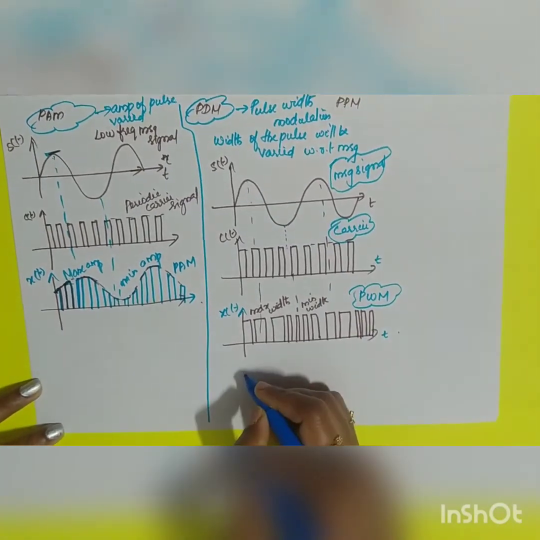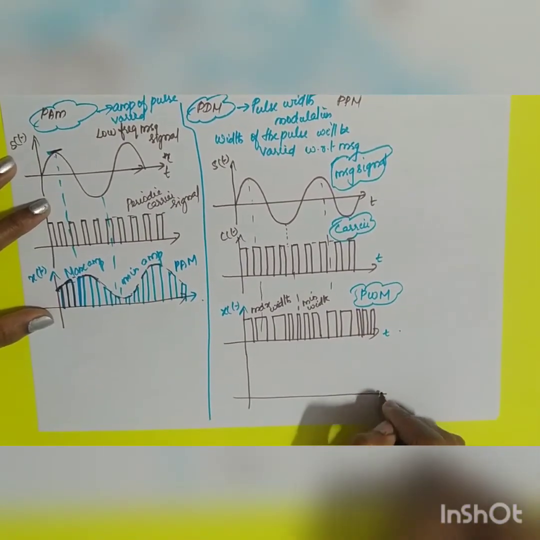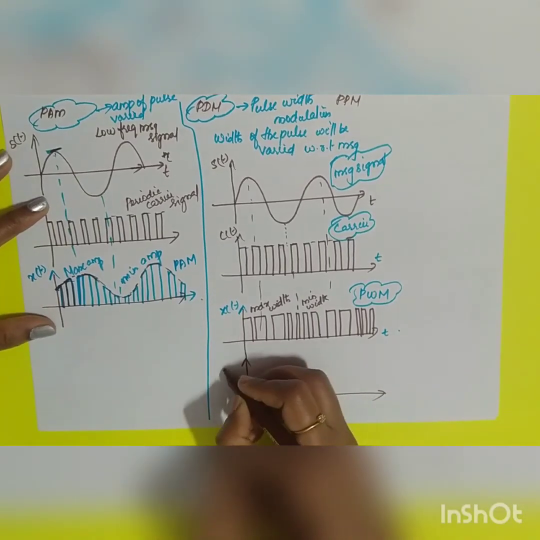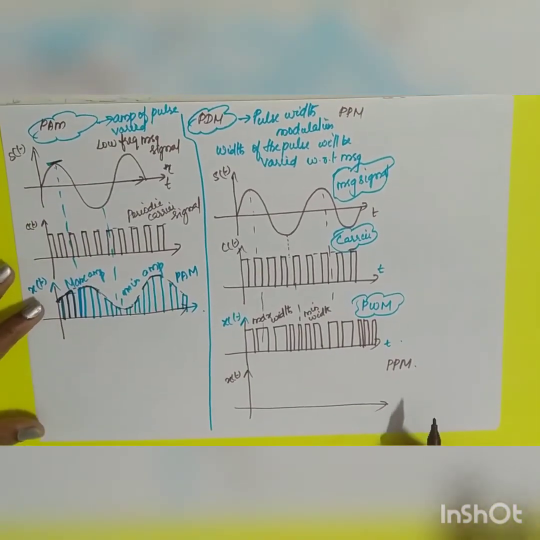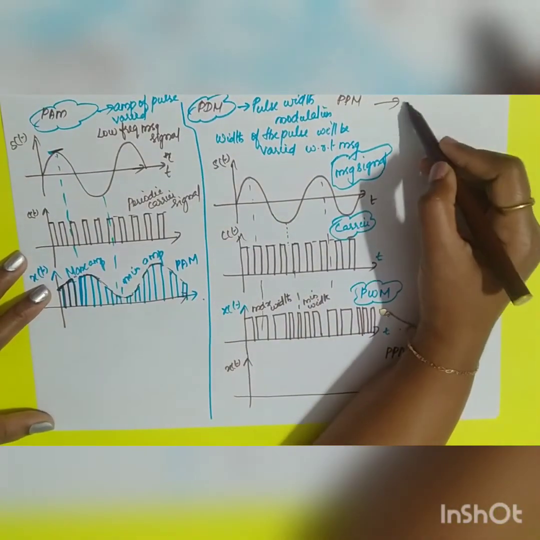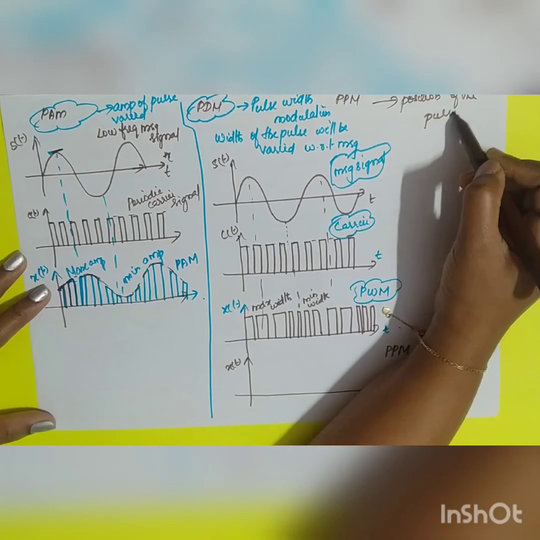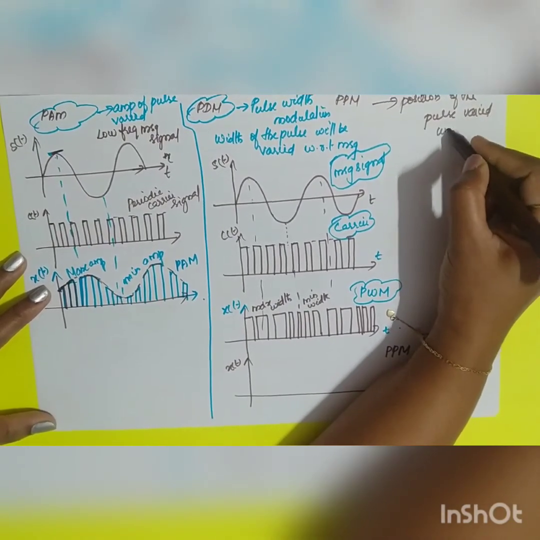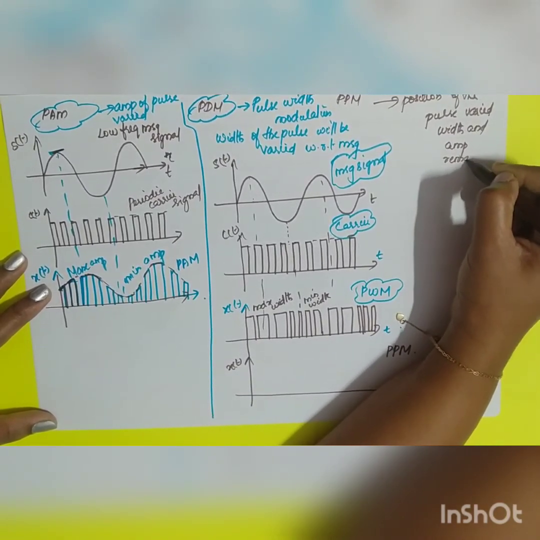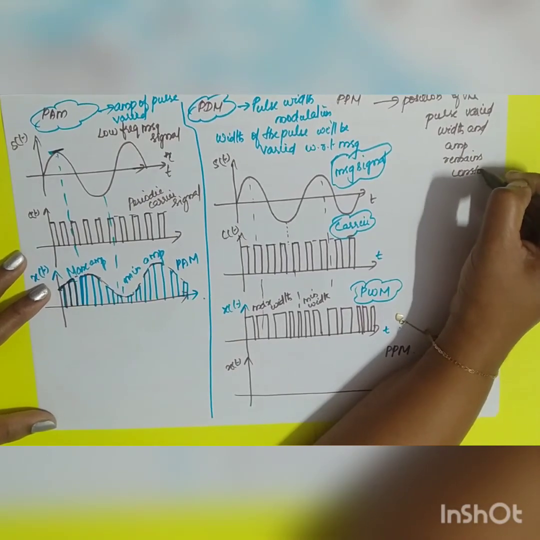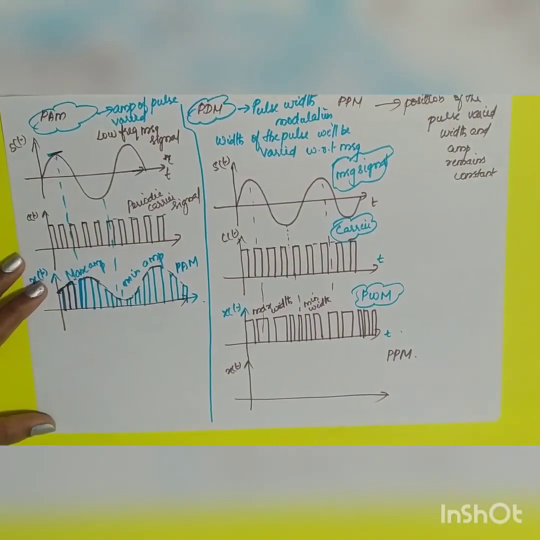Now the pulse position modulation can be obtained from the pulse width modulation, where the position of the pulse will be varying. So x of t, if I take this as pulse position modulation, the position of the pulse will be varying, but what will remain constant? Position of the pulse varies, but width and amplitude remain constant. So what will be your value now?